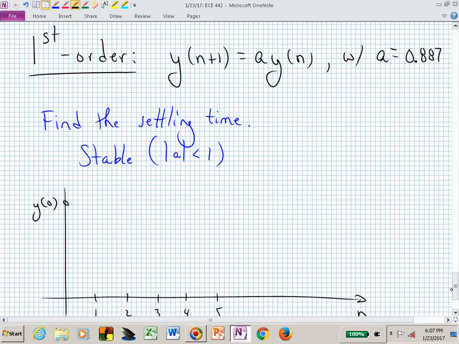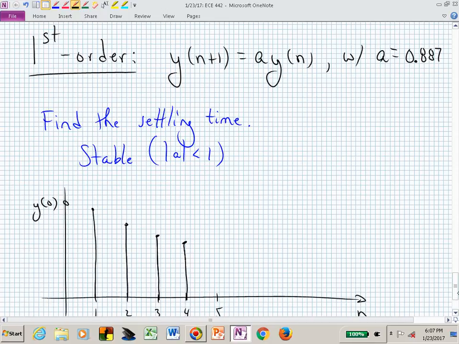Here's how our system behaves. The next y is 0.887 times the previous y. So whatever y of 0 was, if it was 1, then the next one would be 0.887 times 1, or 89% of where we were. Then it's 89% of where we were, then it's 89% of where we were for each time instant. Which means that it's just going to be going down.